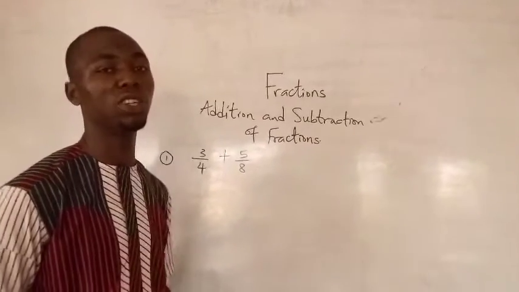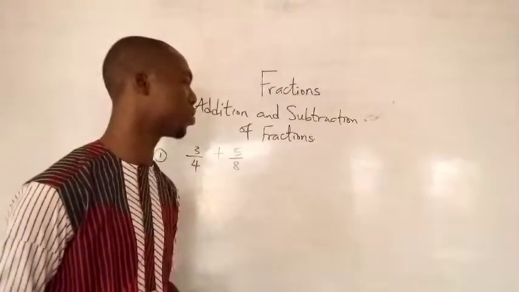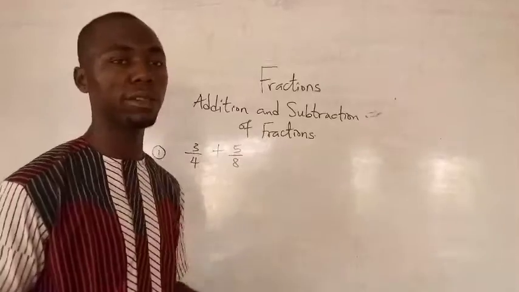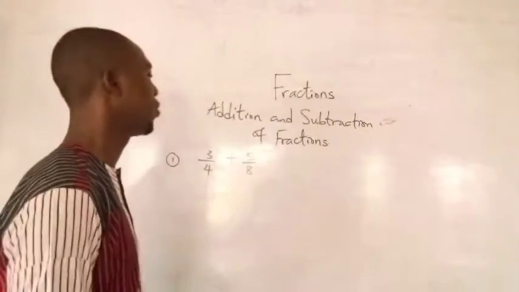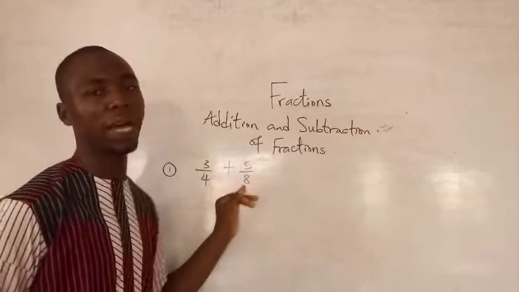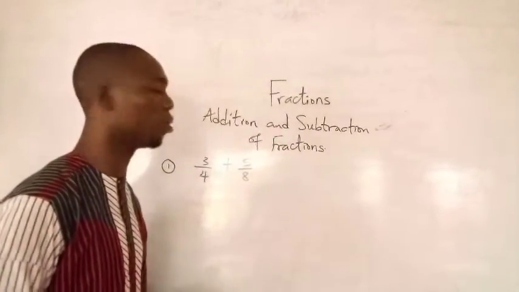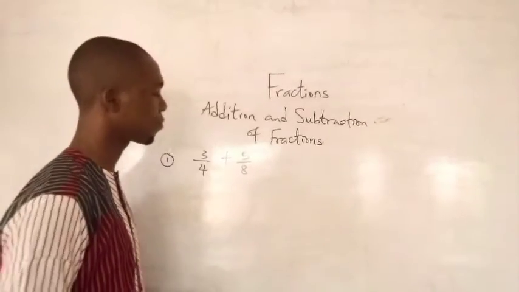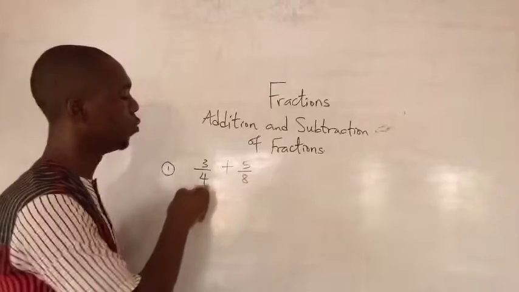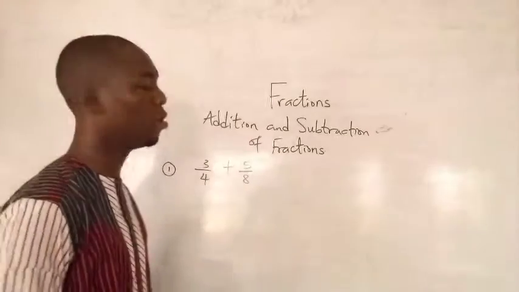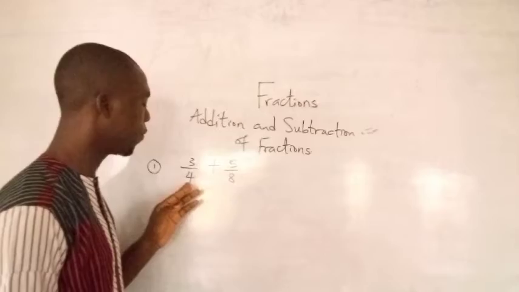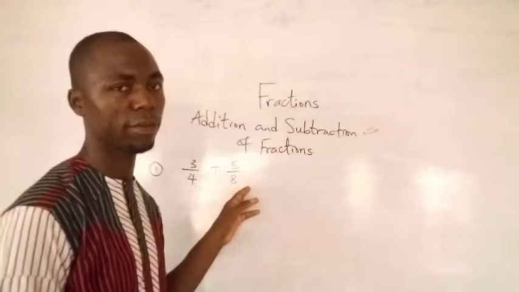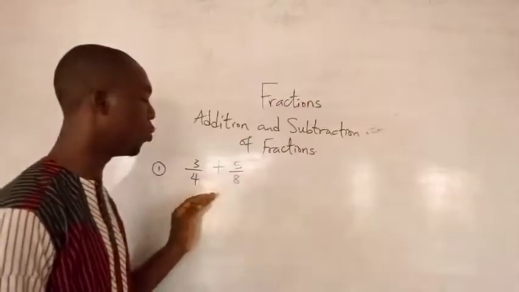This is on the addition and subtraction of fractions. We've already learned the different types of fraction and how to convert from one form to another. So, for us to add two or more fractions, first of all, we need to find the lowest common multiple of the denominators. We have 4 and 8. So we need to get their lowest common multiple.